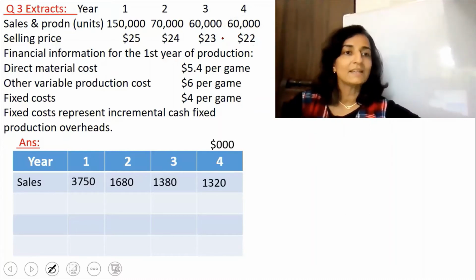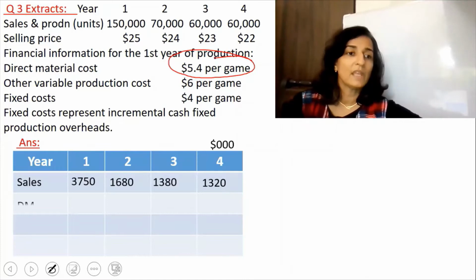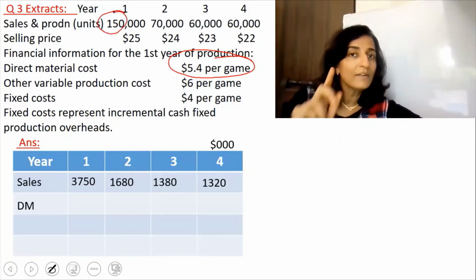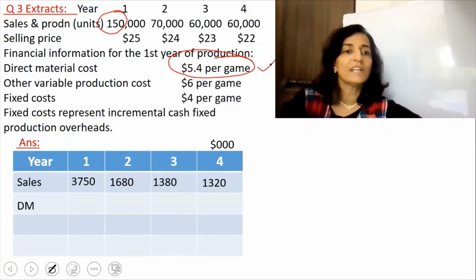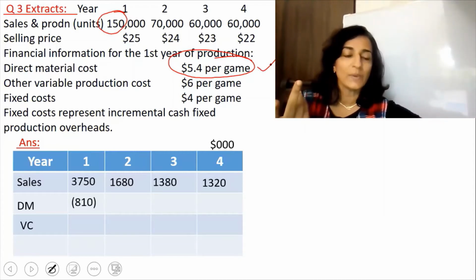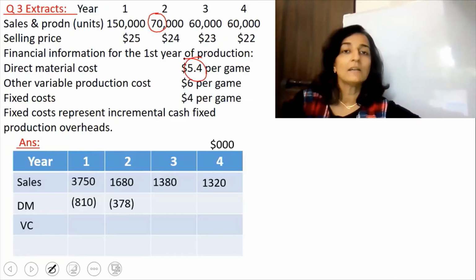Next item is direct material cost. So direct material cost, we know that it is $5.4 per game. So direct material cost for the first year, how many units are we selling? 150. 150 into 5.4. That will come for year 1. So it is 810. I'm indicating it in brackets because it is an expense. For the second year, it is 70 into 5.4, which means that it is negative 378 for the second year.